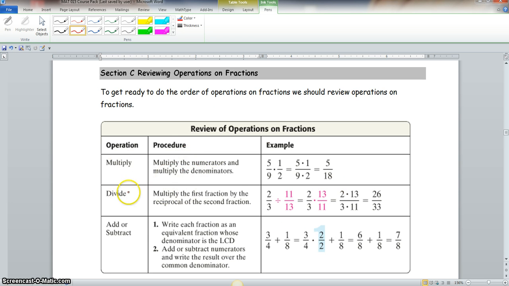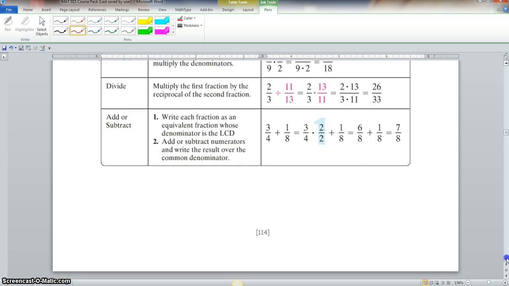Now, a quick little review of the operations on fractions. We know that with multiplication, we multiply straight across and we do the prime factorization, and then we simplify as needed. With division, we keep the first value the same, change division to multiplication, and take the reciprocal of the second value, which we did here, and then we do the same procedure we would do with multiplication. Now, with addition or subtraction, you have to find the common denominator and then proceed to either add or subtract your numerators. We've covered all that before. That was a very brief refresher.